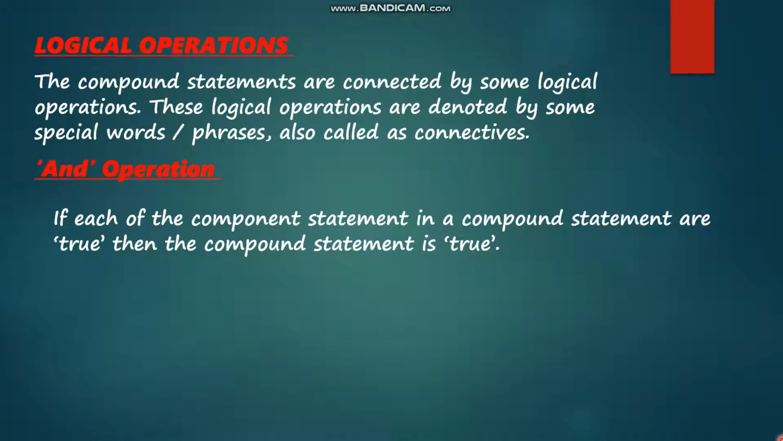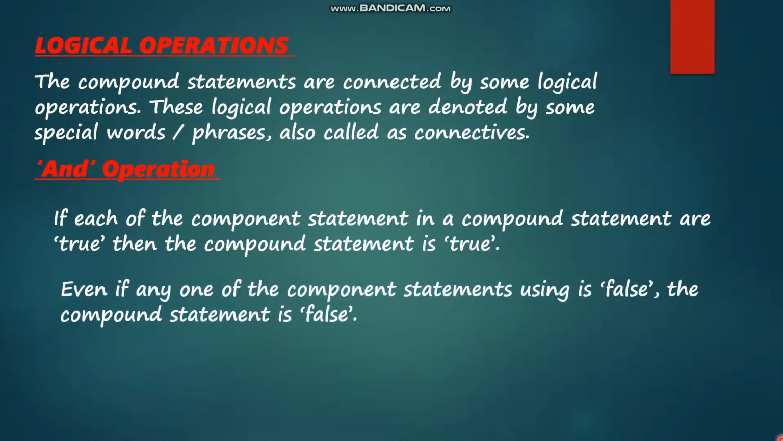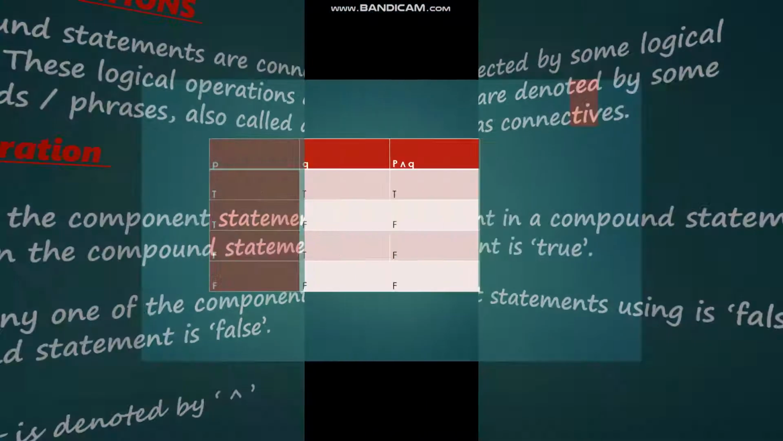If each of the component statements in a compound statement is true, then the compound statement is true. Even if any one of the component statements is false, then the compound statement is false. And it is denoted by the symbol caret. This is called caret.